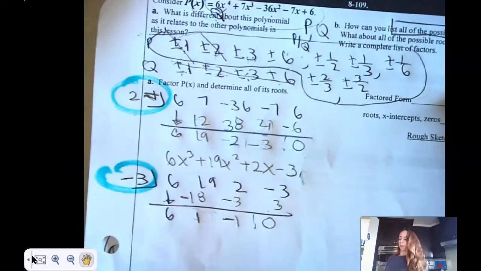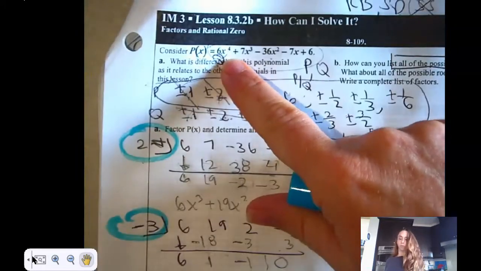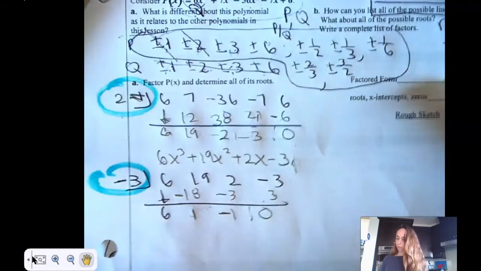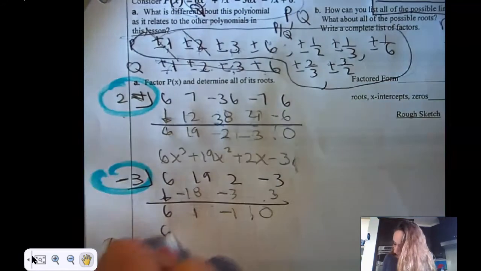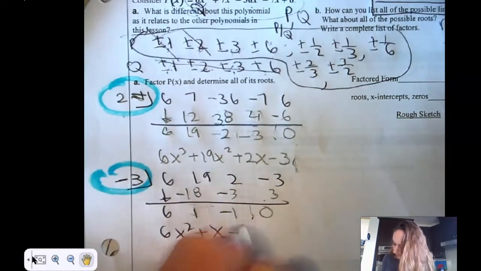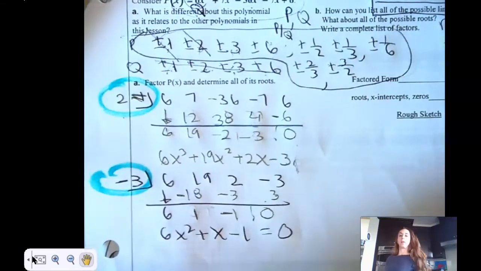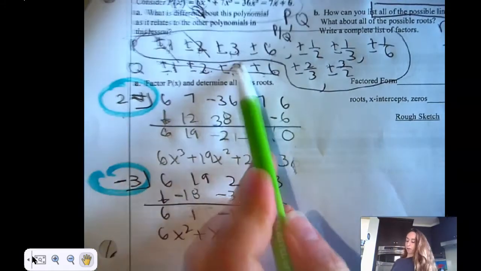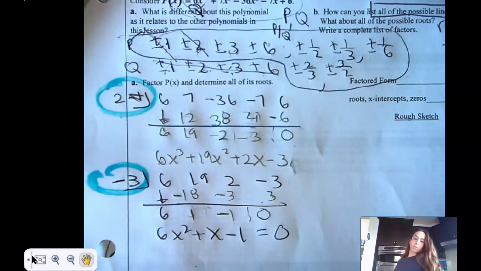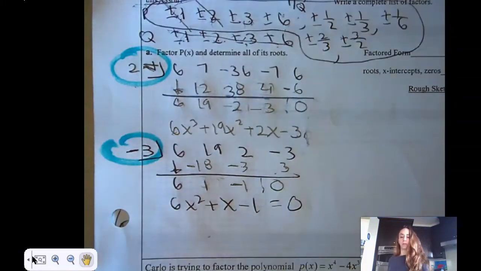So now, I have 2 of them, but I need a total of 4, so I have 2 left. So 6x squared plus x minus 1 equals 0. I have an option. I can keep trying this. But I honestly don't want to do that because I'm really good at factoring. So let's factor it and get the answer.